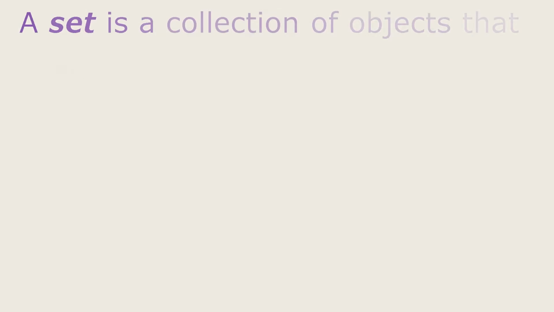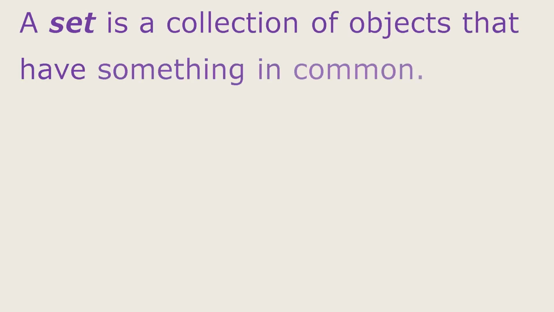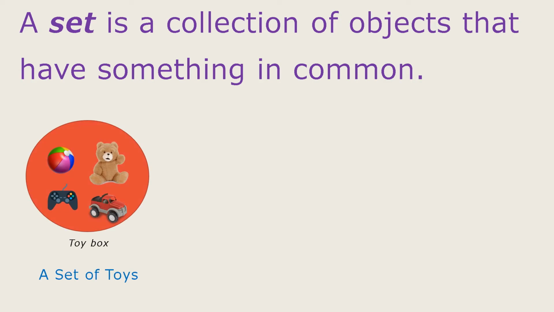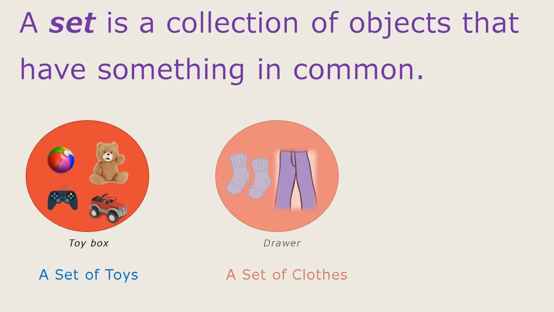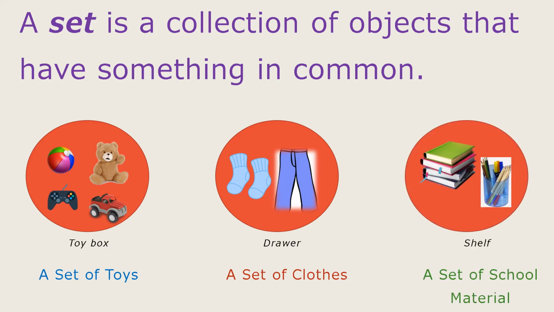A set is a collection of objects that have something in common. So we can say that the toy box having the toys was one set, a set of toys. The drawer having the clothes is a set of clothes. And the shelf that has the pens and the pencils and the book is one set, and we can name it a set of school materials.